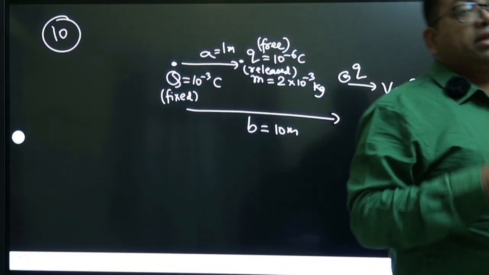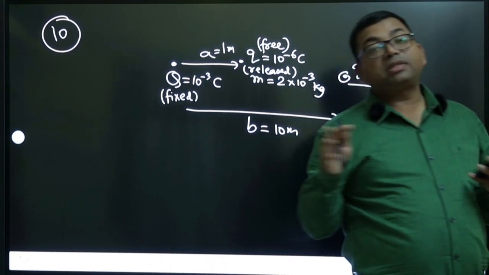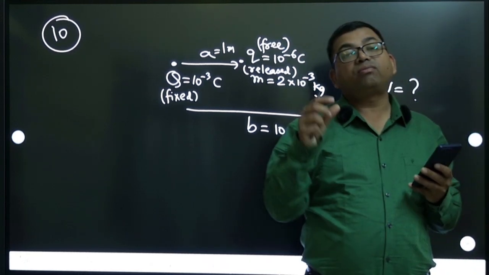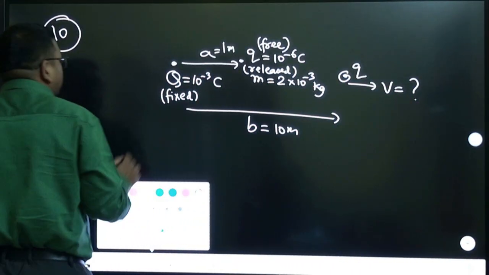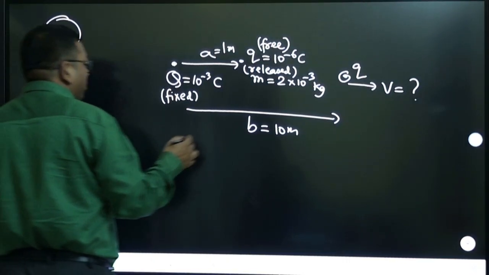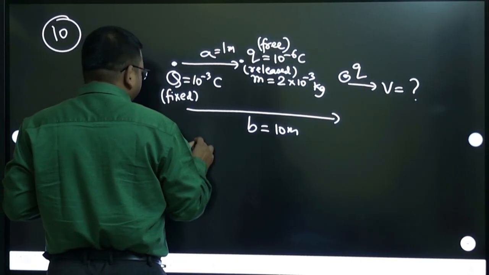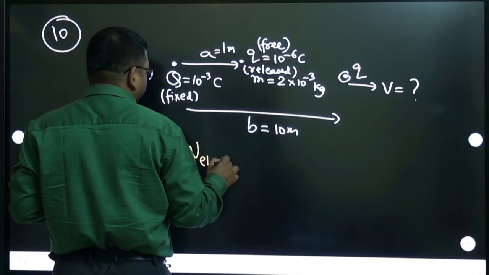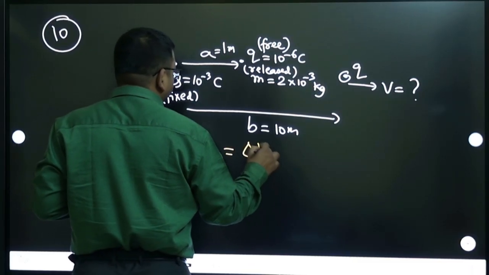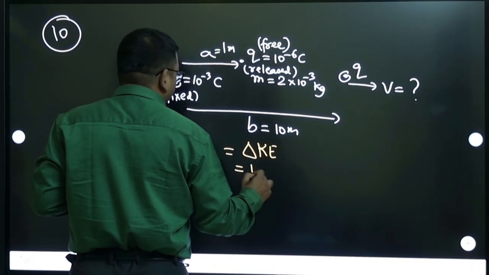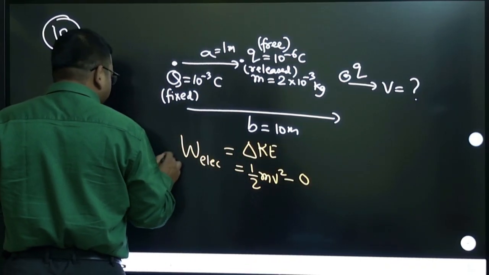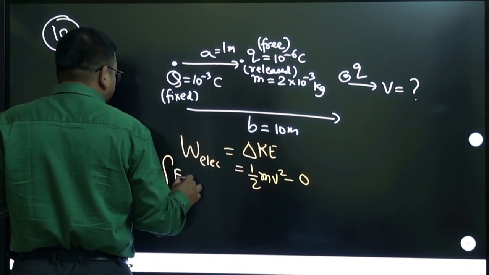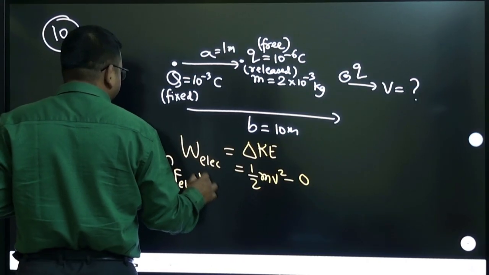Okay, but let us say you have forgotten the concept of potential, you can still do it by the work energy theorem. Remember, we discussed this a lot in the class. Work energy theorem, how can you apply? The work done by the electric force is the change in kinetic energy. So final half mv square, initial kinetic energy 0. Work done is the integration of electric force into the displacement dx.